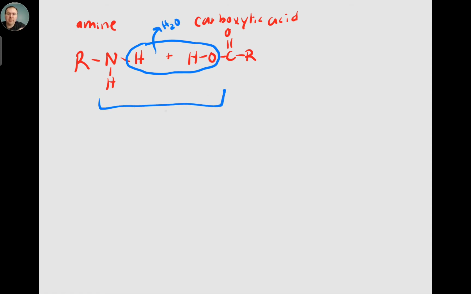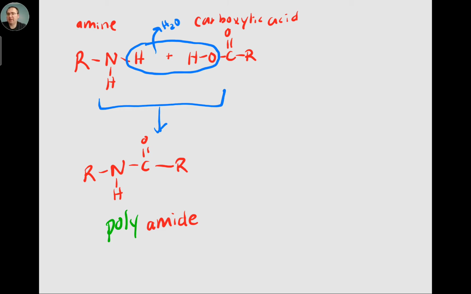These two pieces will come together and make a new molecule. And now it'll be RNH, having lost its H to water. It'll be this carbonyl, having lost its OH to water, and just be a carbonyl left. And now what we have is an amide. So amines and acids make amides, and specifically when we make lots and lots of amides in a row in a polymer, because these are just two monomers, we would call that a polyamide. And this is things like nylon that we'll make in class.